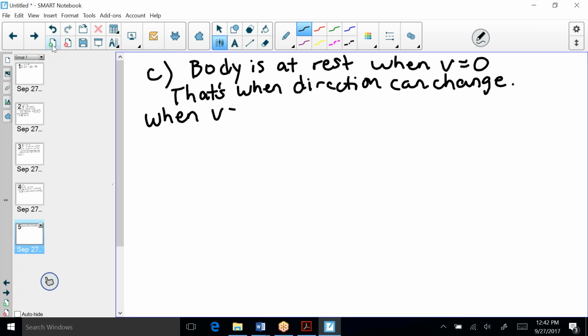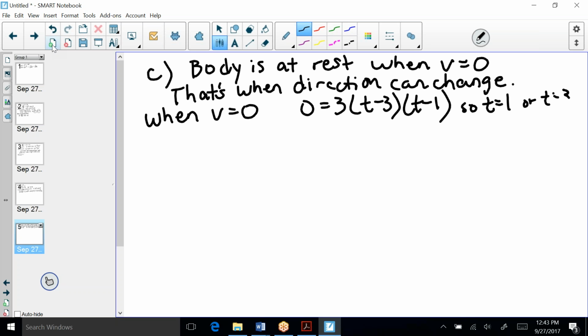All right, so when v is equal to 0, we already did this. So when v is equal to 0, what is t? On part A, we did this before. We factored that velocity function. We set the velocity equal to 0, and then we factored it. And we said that the only time that the direction can possibly change would be when t is 1 or t is 3, right? So t is equal to 1 or t is equal to 3. That's the only time that the direction can change. It can't change direction any other time.